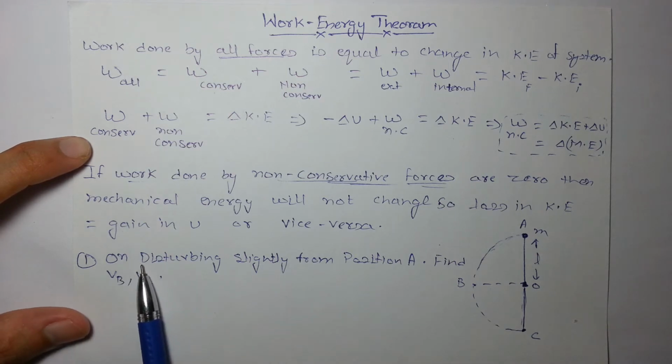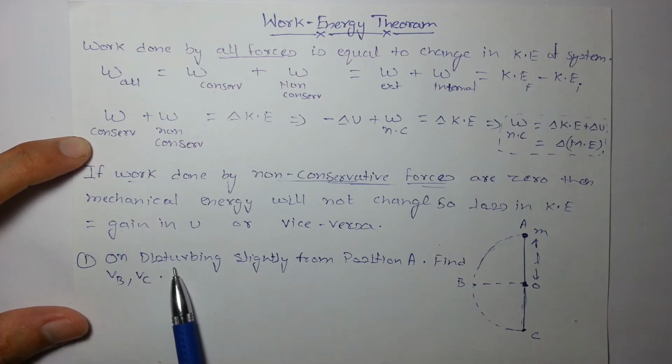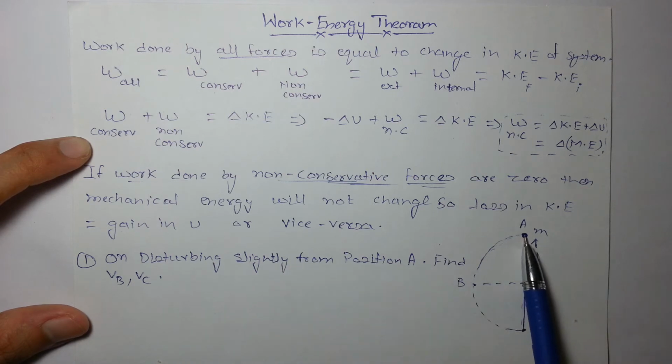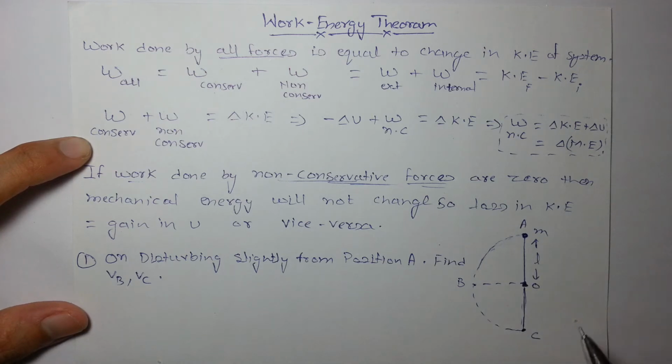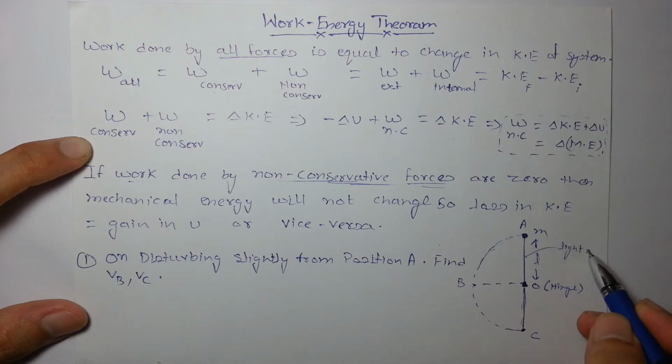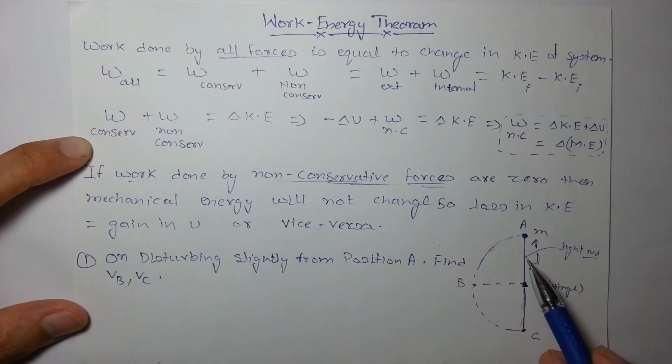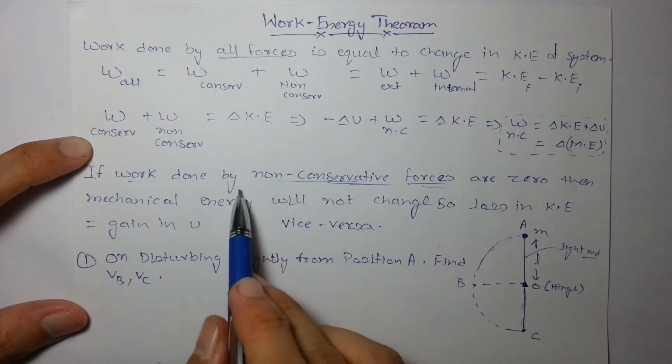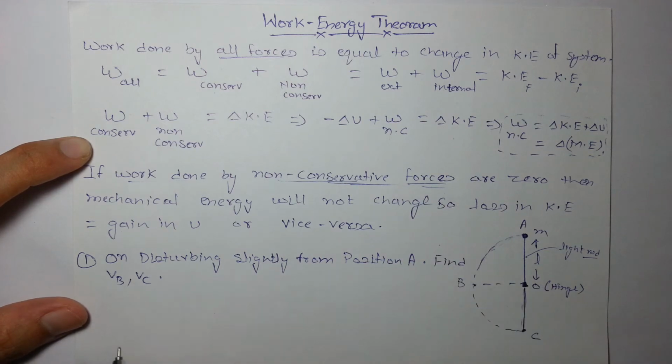On disturbing slightly from position A, the rod moves and the particle reaches point B and point C. This is the rod hinged at O. So find VA and VB. The rod is light. So we can say the only force doing some work is mg, and that is conservative. So no non-conservative force is doing any work. We can say the loss and gain principle will be valid.